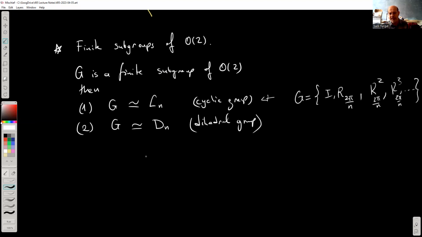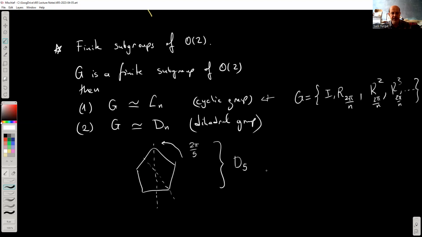D n is essentially the symmetry group of a regular n-gon. If this is a pentagon, for example, we have the ordinary rotations by 2 pi over 5 and its powers as the proper rotations. There are also reflections across these axes, 5 reflections in here. So this symmetry group is D5. It has 5 rotations and 5 reflections. In general, D n has n proper rotations and n reflections. Just keep this in mind.